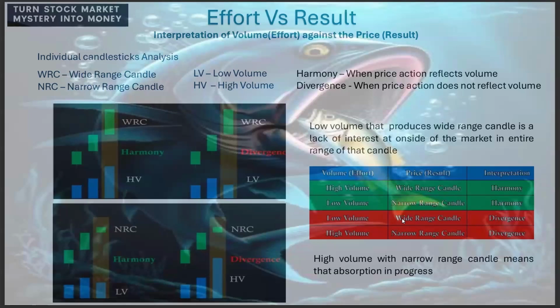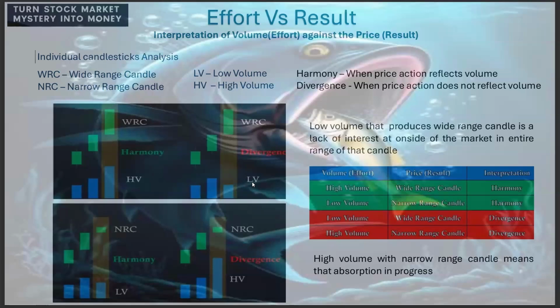But when a low volume, wide range candle, there is a least resistance in the one direction. That's a divergence. That is the indication that there is going to be a change in direction. That means when an up move is happening, and this particular candle comes, then we should be alert that the market direction is going to be opposite in the coming days. Then same way, high volume, narrow range candle. There is a lot of effort spent, but the price was not able to move up. So that is another divergence case. So high volume with a narrow range candle means that absorption is in progress.